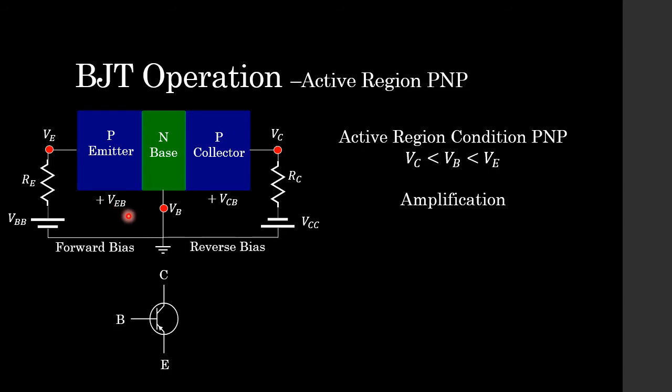And again, we need to forward bias this junction between the emitter and the base for the PNP transistor to be in the active region. So we have a voltage of VE, which is greater than a voltage of VB. And then when we look at our junction between the base and the collector, we know that the base voltage needs to be greater than the collector voltage. So we are reverse biasing this junction over here. And of course, that voltage is represented by VCB.